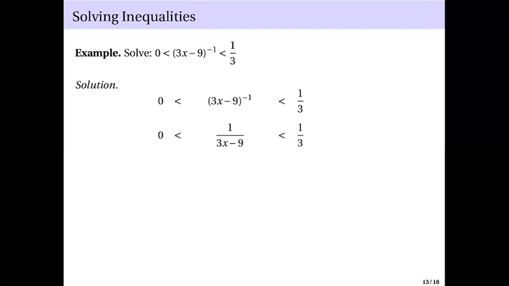So I am using this property here, a greater than 0 if and only if 1 over a greater than 0. Okay? So that's what we're going to do. We multiply all sides by 3x minus 9.